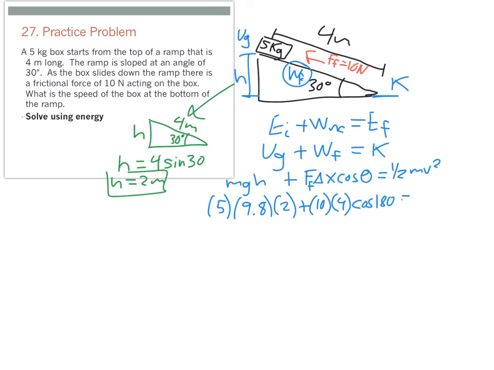And that's going to be equal to 1/2 times my mass times v squared. So I solve that left side, and I end up getting 58 as my number there. Keep in mind you should be in degrees mode. That's going to be equal to 2.5 v squared. And so I find that my velocity here is 4.8 meters per second.